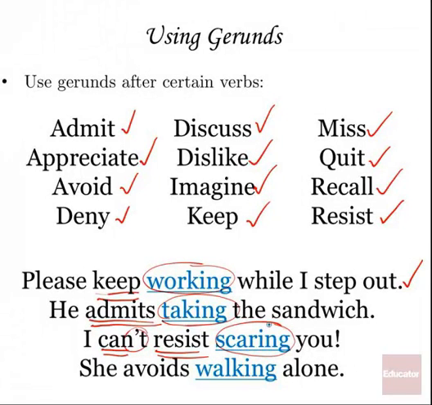And again, it's taking the place of a noun. You could say, I can't resist chocolate, and have it make just as much sense. She avoids walking alone. Avoids is our verb. Walking is our gerund. And again, it's acting like a noun. You could just as easily say she avoids crowds.